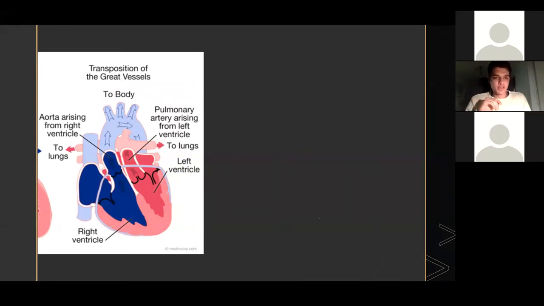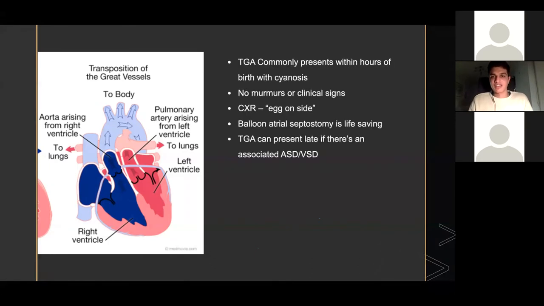Right, transposition of the great arteries. Okay, this is a complicated one and it took me a long time to really wrap my head around it. Essentially, the aorta connects to the right ventricle and the pulmonary artery connects to the left ventricle. So this is not good, okay? As you can imagine, this is bad news for this baby, all right?